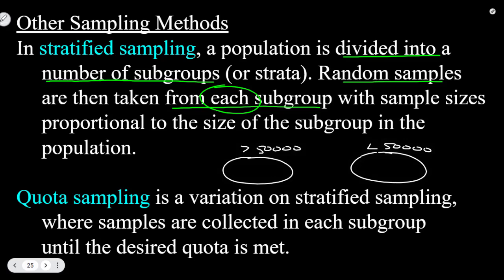And for some reason, you have decided that you want to have 36 people surveyed out of this group, and you want to have 14 people surveyed out of this group. And so you're just going to keep randomly sampling from each of those groups until you get 36 from the first group and 14 from the second group. That's quota sampling. Quota sampling is the idea of you want to meet a certain quota, a certain number of something in a group.